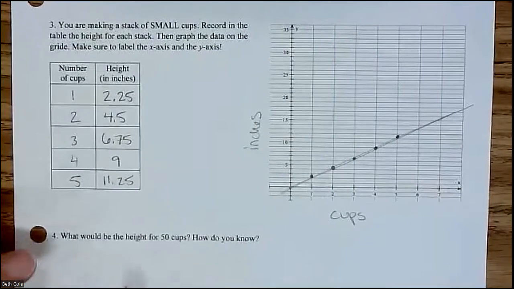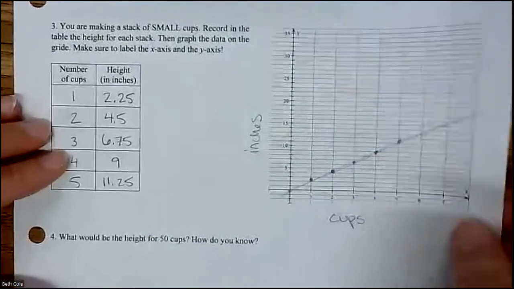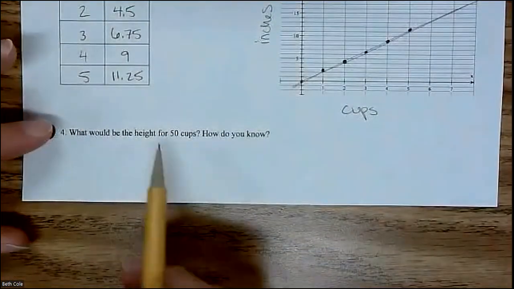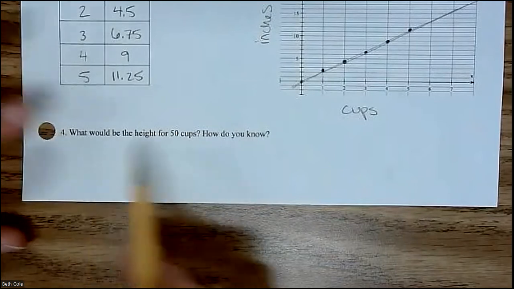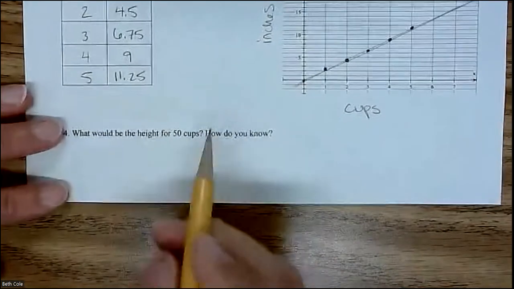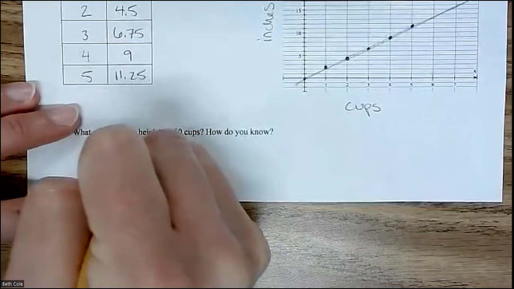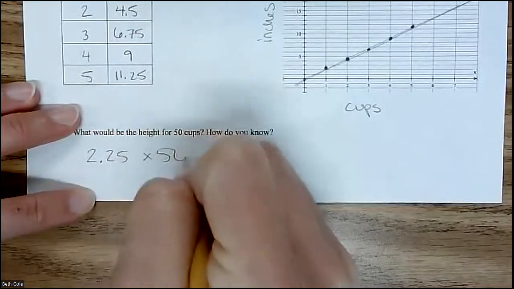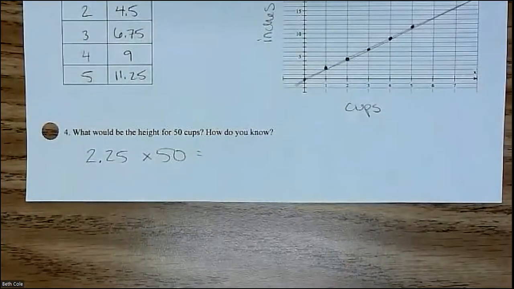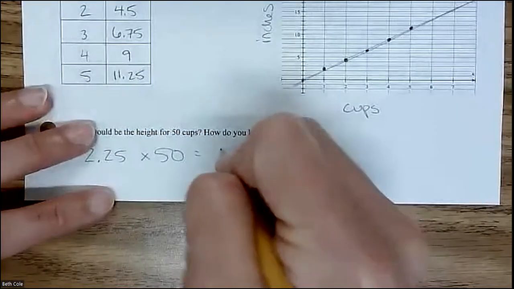So we're gonna do the same thing with this one. What would be the height for 50 cups if you could stack up 50? And how would you figure that out? Yeah, take the height, the 2.25 times 50. Did you get it already? No. It'd be a 0.5, so 142.5. I love that you guys are using your brains to do that. Yeah. 112.5. You get 140.